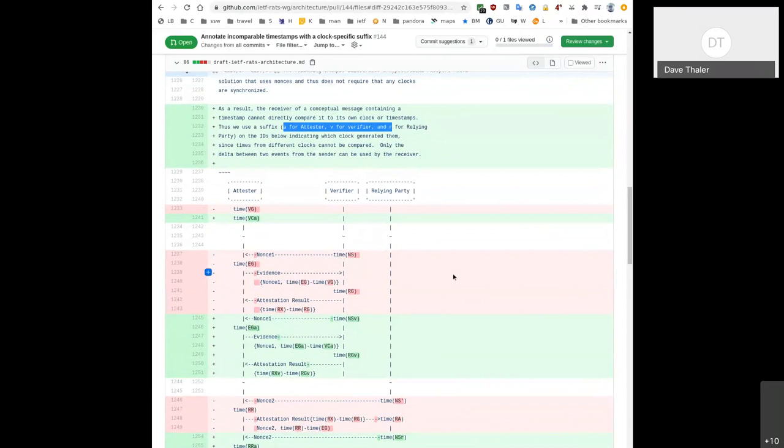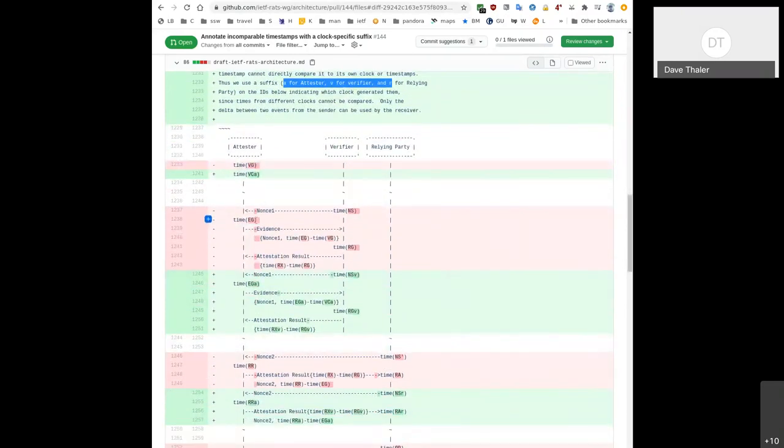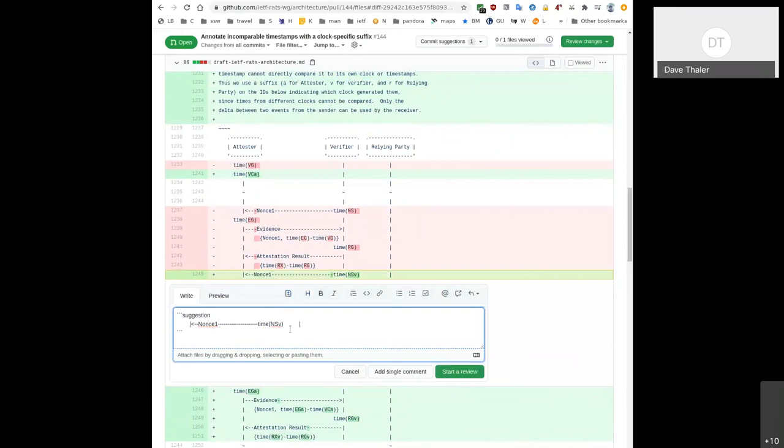And so in this one here, you can see that there's an A, V, or R suffix just added after each of the relevant ones, just to say that this is according to so-and-so's clock. And so you can only do subtraction between two things with the same suffix. That's all this is doing, is adding that annotation for the non-synchronized clock case. So I would like to do it this way. Yes, we can do that.